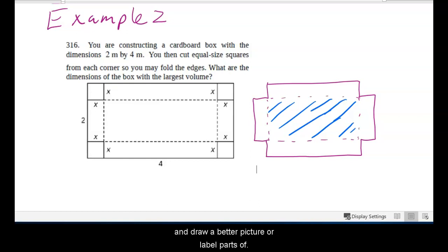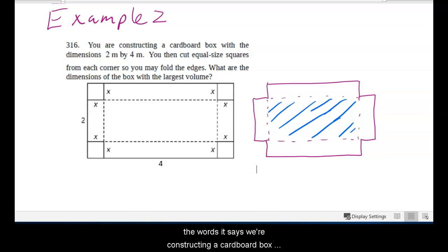Now that we understand the situation, let's go ahead and see if we can break down the words and draw a better picture or label parts of our picture. Starting again at the beginning: you are constructing a cardboard box. Box means rectangle, in this case a three-dimensional rectangular parallelepiped, with the dimensions 2 meters by 4 meters. Does that mean that the original cardboard piece was 2 meters by 4 meters, or does that mean the new box is 2 meters by 4 meters?